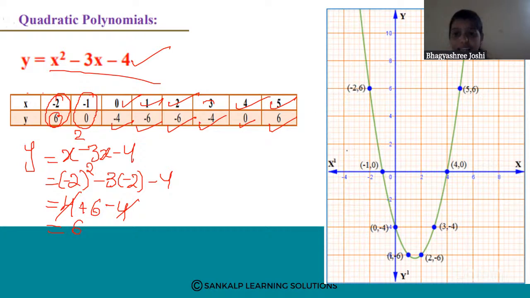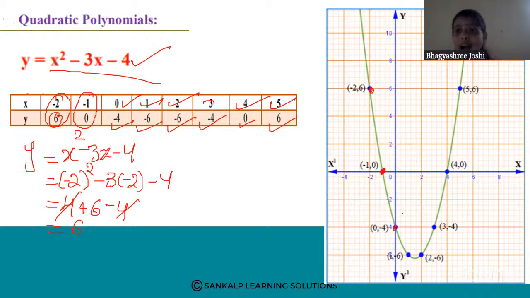Minus 2, 6 is here. Minus 2 is here, 6 is here. So here you put 1 point, minus 1, 0. So minus 1, 0, it is here. Okay, so here x is equal to minus 1, y is 0. That means it will come here. 0, minus 4.